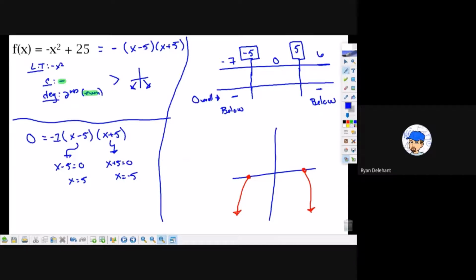So let's plug that in. Negative 7. What is negative 7 minus 5? Is it a positive number or a negative number? It's a negative number. And negative 7 plus 5 is a positive or a negative? It's a negative. So negative times a negative is a positive. That's a positive. Wait a minute. But our end behavior told us it should be a negative, right? We messed something up, didn't we?